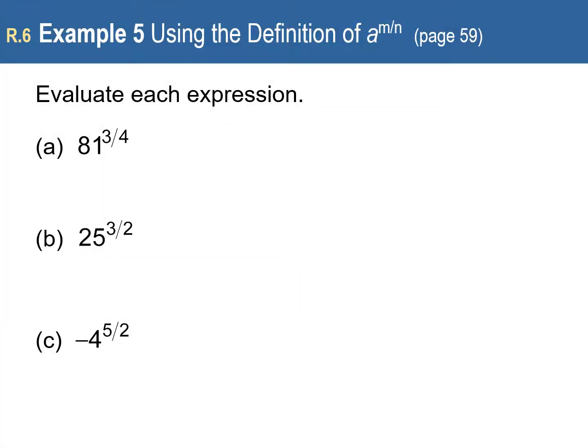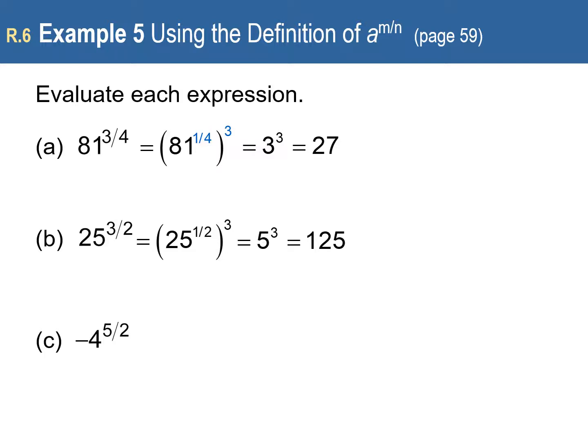So let's evaluate these. 81 to the 3/4. I don't really want to cube 81, but I can do the 4th root of it pretty easily. The 4th root is 3, so 3 cubed is 27. For this, I don't really want to cube 25, but I can square root it pretty easily. Square root of 25 is 5, so this is 125. The negative is outside, so I'm okay with that. I'm going to rewrite this as the square root of 4 to the 5th, which is minus 2 to the 5th, which is negative 32.